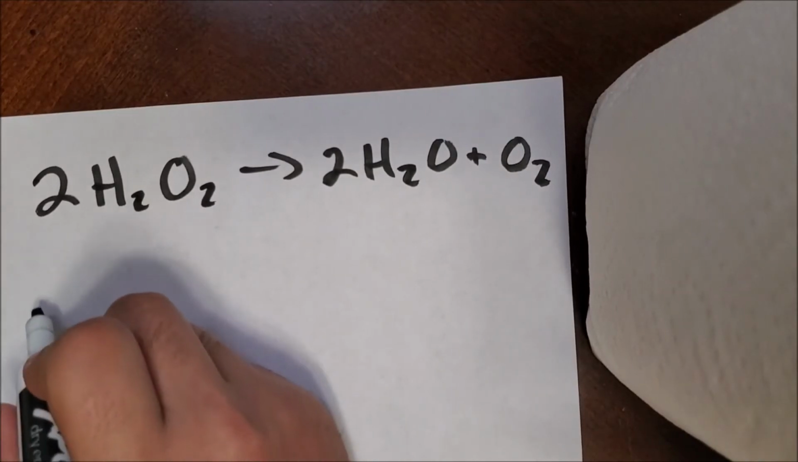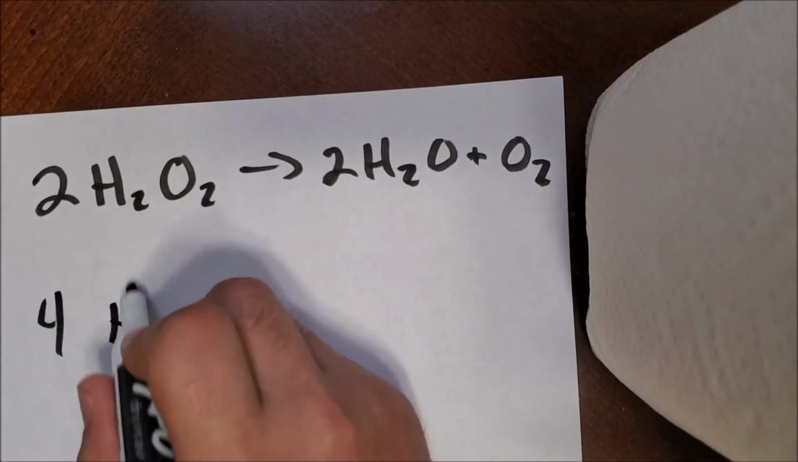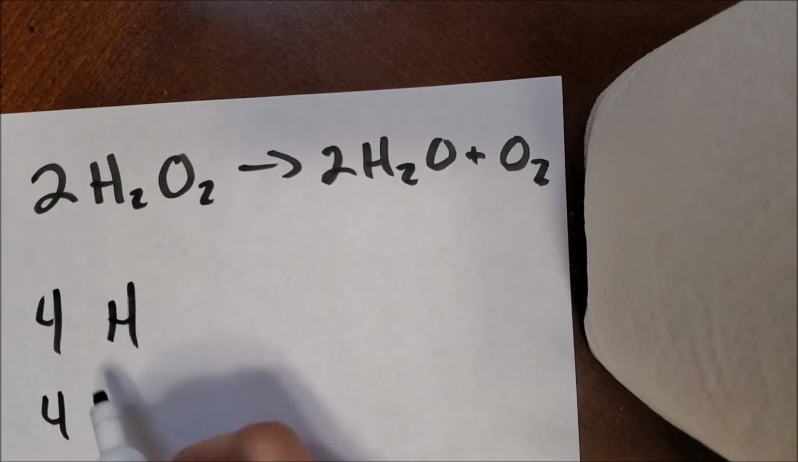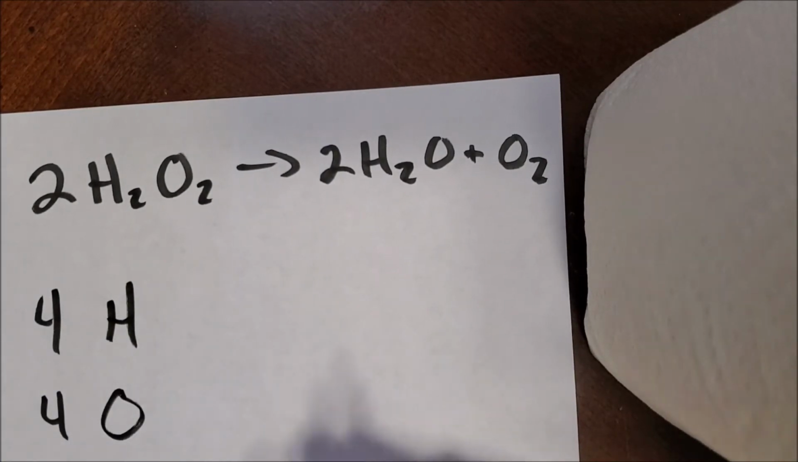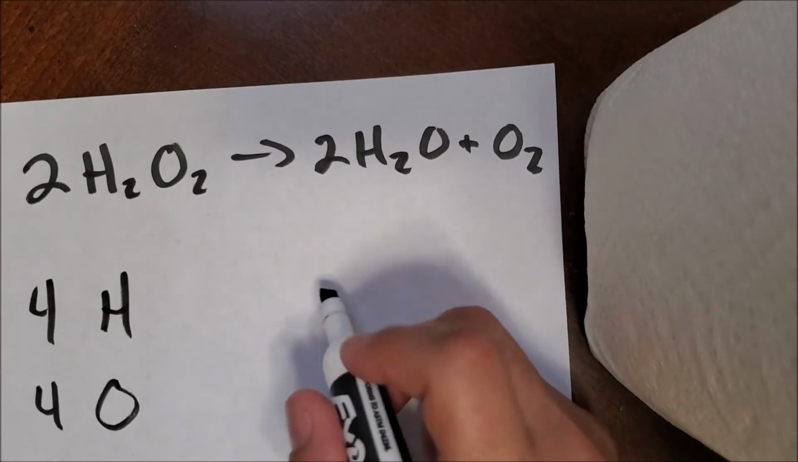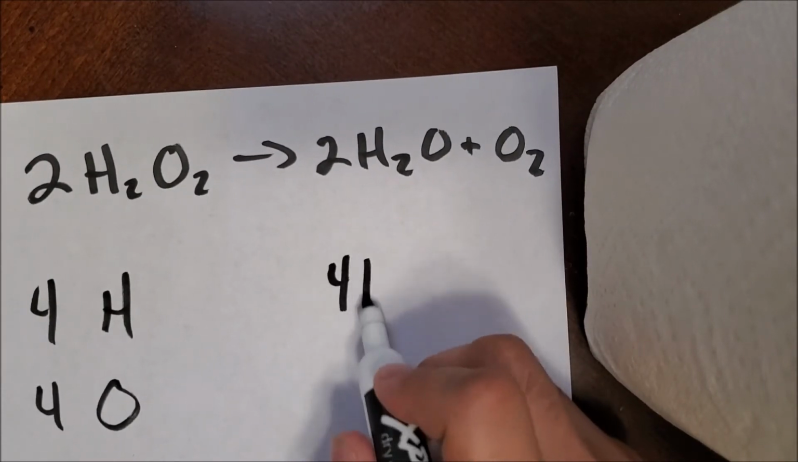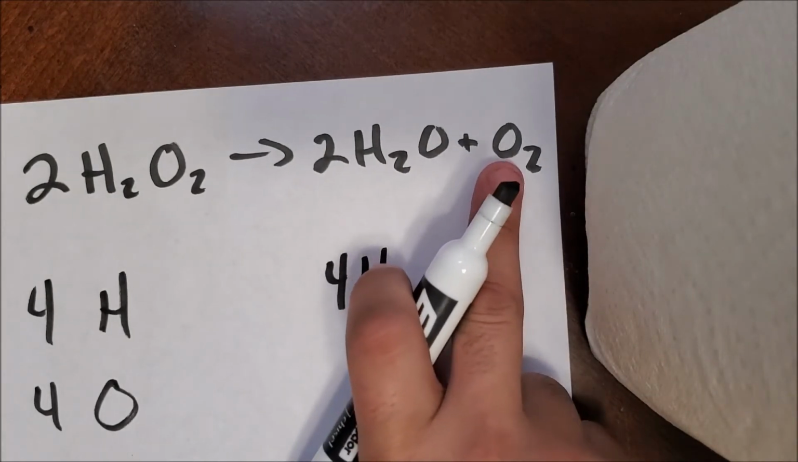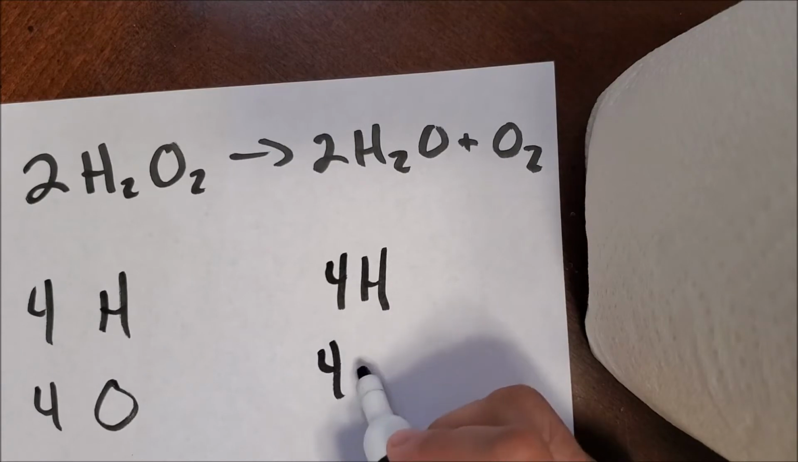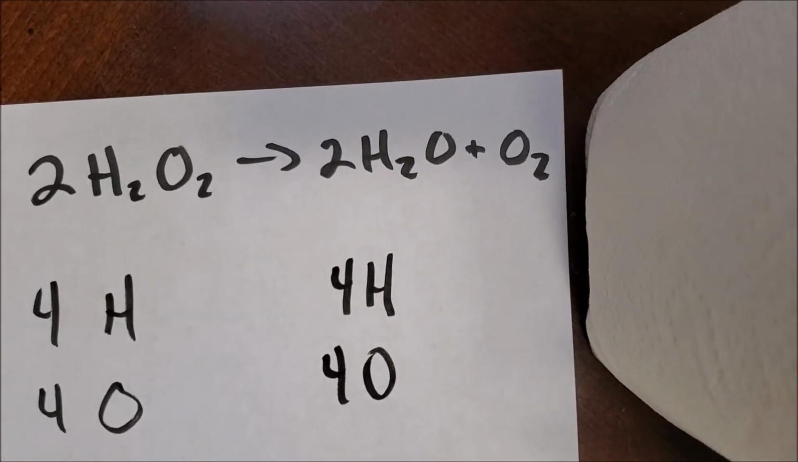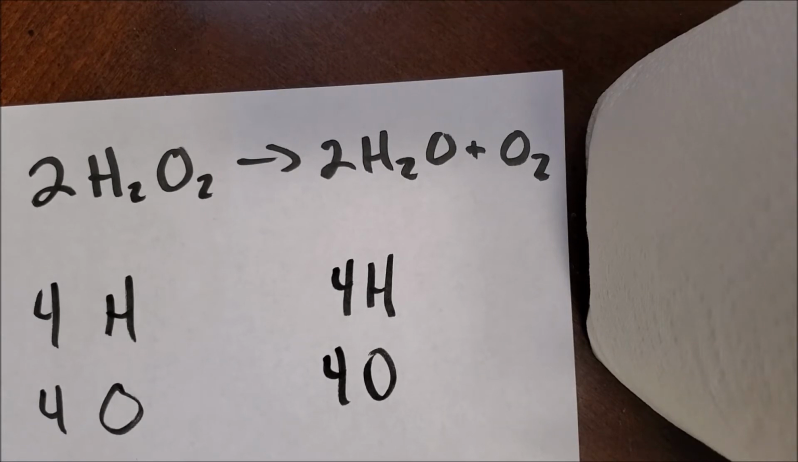So on the left side we have 4H, and we have 4 O's. If we look over here, we've got 2 times H2, which is another 4 H's. We've got 2 O's there, but then we also have 2 O's here. So we have 4 oxygen. That makes sense. It's something that can work. That means that this is balanced on both sides.